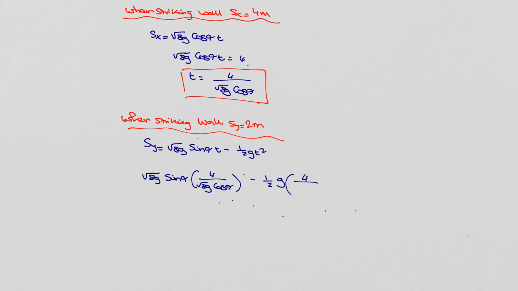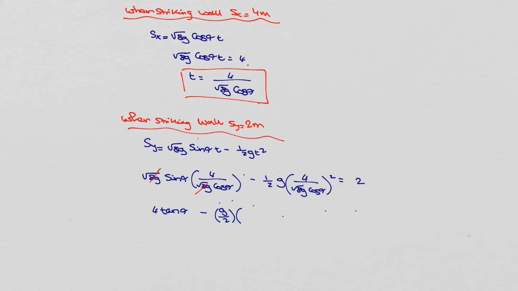So always be careful that you're squaring your time here. And that equals 2. Okay, so for simplifying here, root g goes into root g once. Sine alpha over cos alpha we know is tan alpha. So that's times 4, so that's going to be 4 tan alpha. And then I'm going to have minus a half times g. So in other words, g over 2.